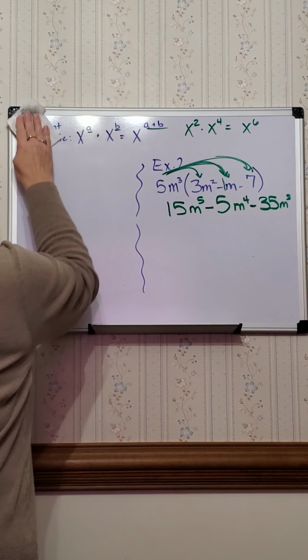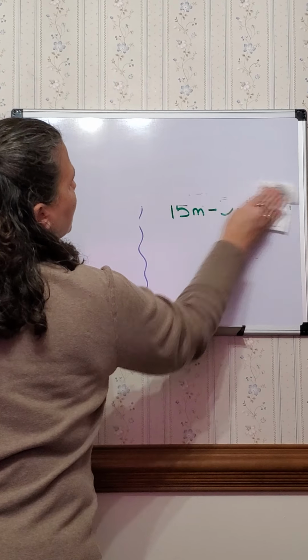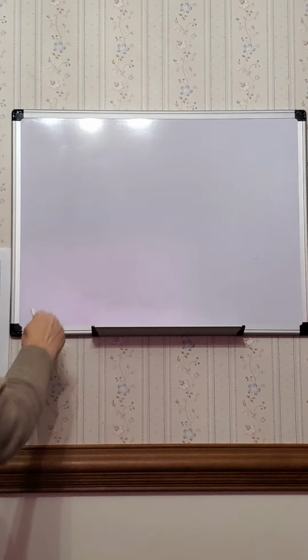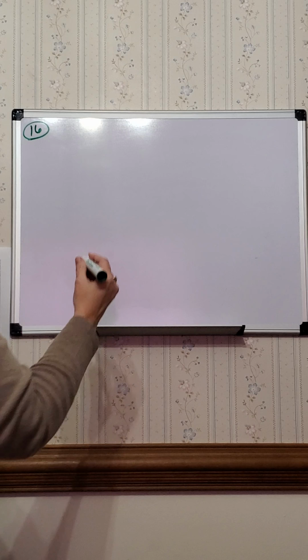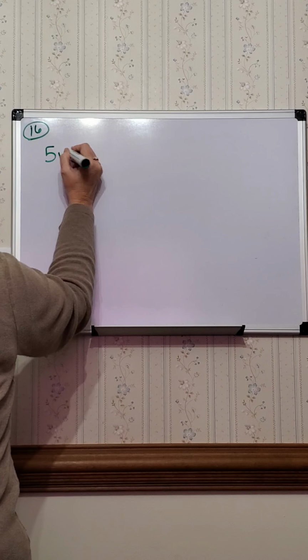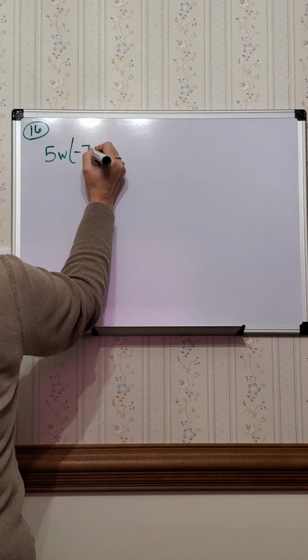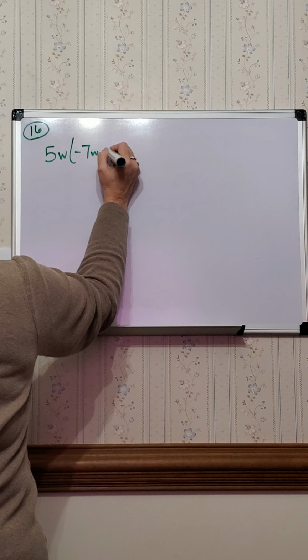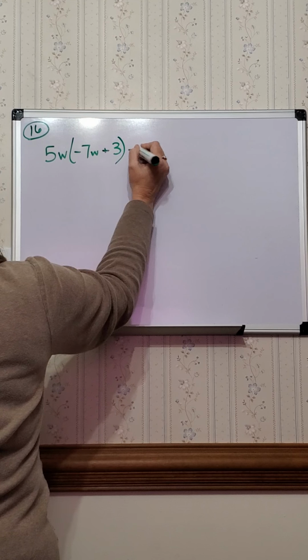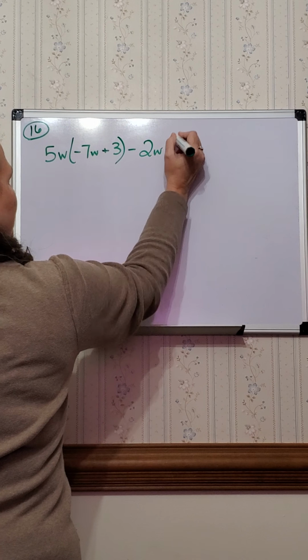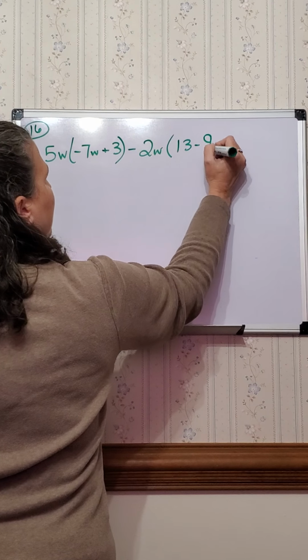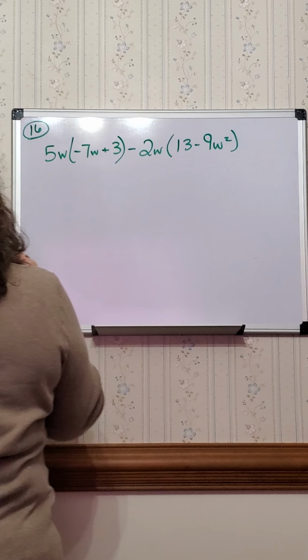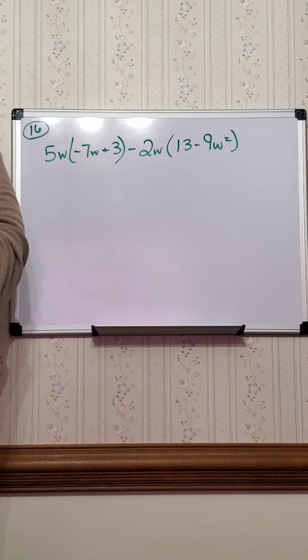Let's go down to the bottom of the first page and let's try another one on there together. And then we'll flip over to some harder ones on the back. So if we look at number 16, this is the last one on the front. We've got 5w times negative 7w plus 3 minus 2w times 13 minus 9w squared. So we are going to start with the distributive property.